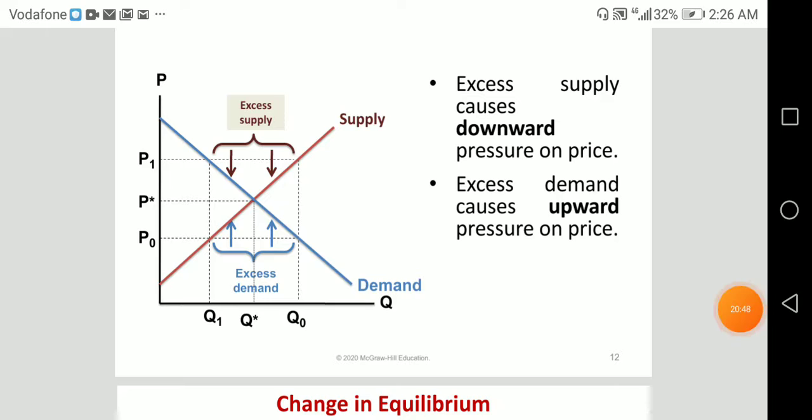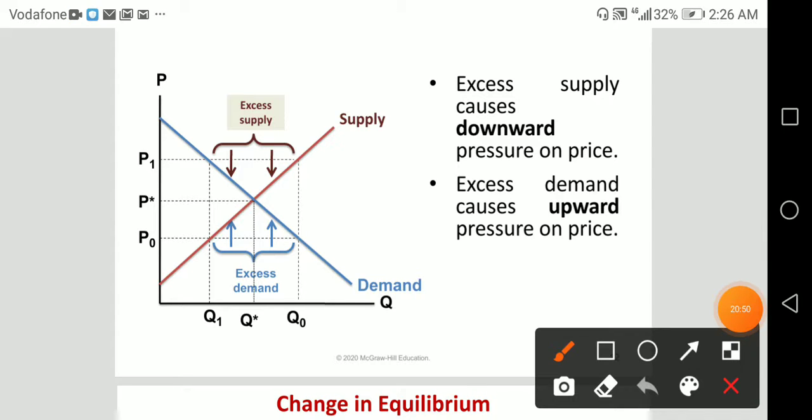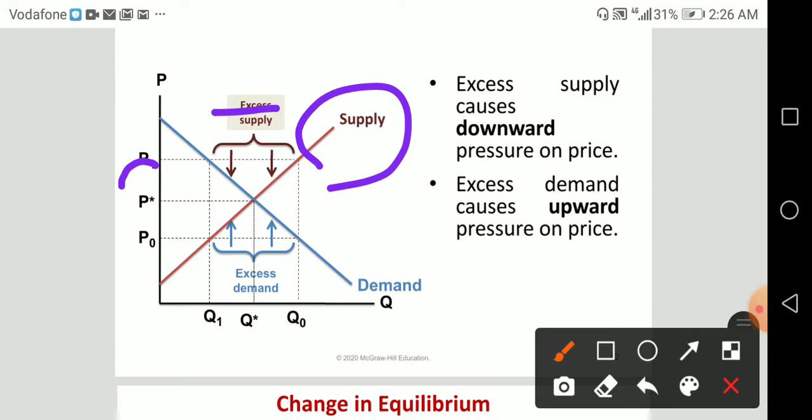Okay, what if I'm having not a shortage of supply, but a surplus? What will happen to the price? If you're having a surplus of the supply quantity, what am I going to do? I'm going to decrease the price of the product.